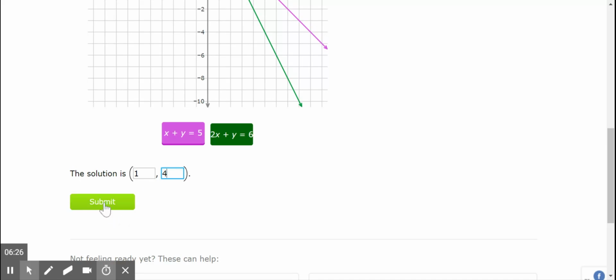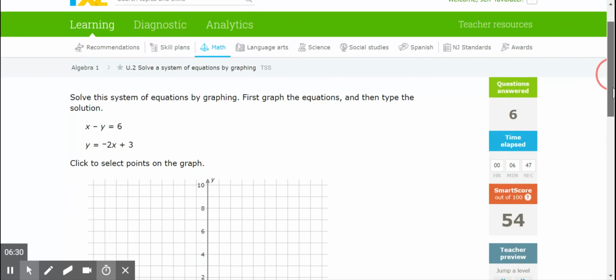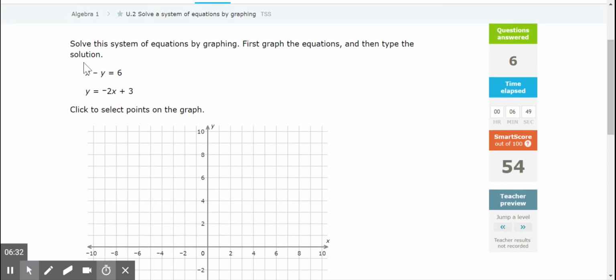Okay. Your job is to get to 90. Okay. Again, you can graph by intercepts, or if you want, put it into slope-intercept form, and I think that's probably the most effective way to do it.